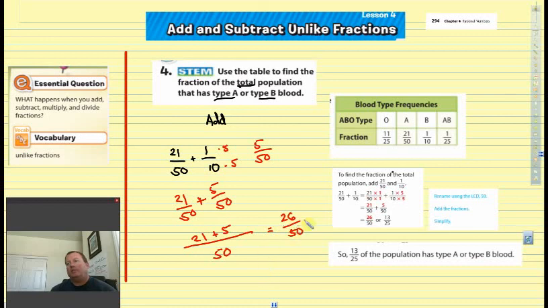And then you're going to have to reduce. Well, probably 2. It's always 2. Anytime it's even, it's always 2. 2 goes into 26, 13 times. And 2 goes into 50, 25. That is reduced. I'm not going to be able to reduce that anymore. What does that mean? 13/25ths of the population has type A or type B blood. According to this, if you Google it, it's probably not right, but for right now we are using this as our data to get our answer.